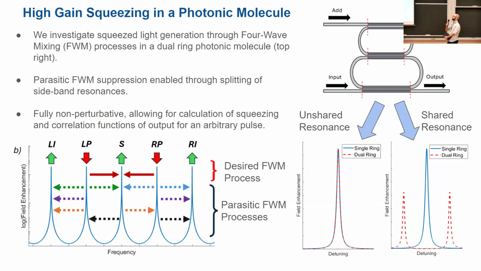But of course, when we have a dual pumping scheme, we have a bunch of other four-wave mixing processes given by those dashed lines that can destroy a lot of the squeezing that we want. And so instead, we consider this kind of two-ring photonic molecule where we can selectively split resonances that we don't want and suppress these parasitic processes to try and isolate for just a single dual pump process.